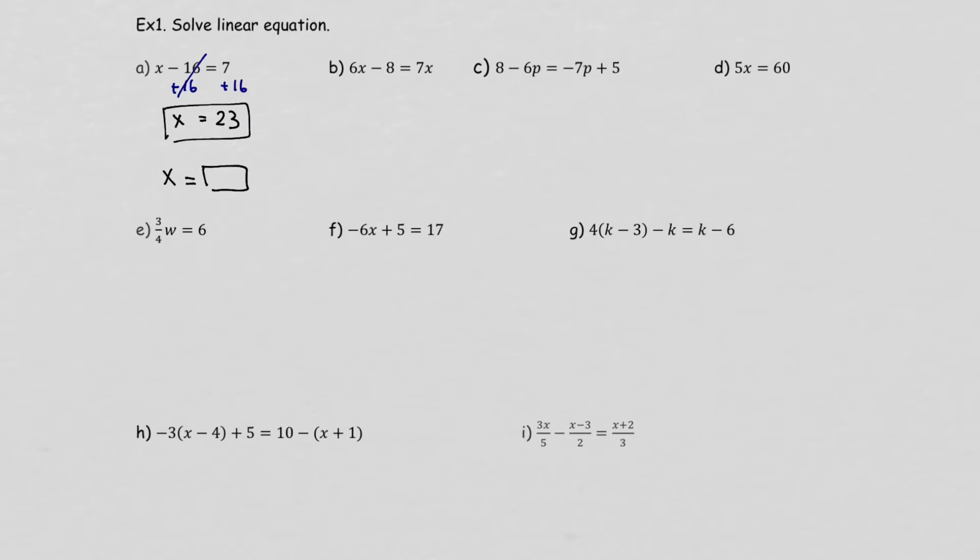The next one, you have 6x minus 8 equals 7x. So you have more than one variable term. You have one x here, the other x there, and you want to make x equal to something, and this something has to be only a number. It means you want to combine these two to make it one variable x, right? So put the number with the variable together.